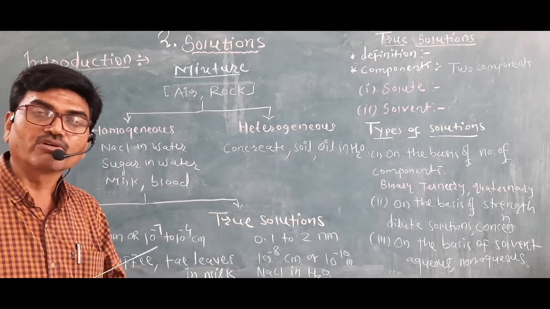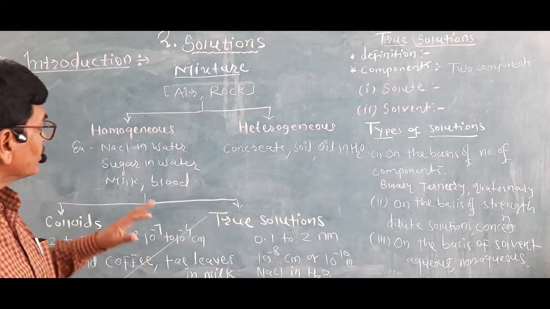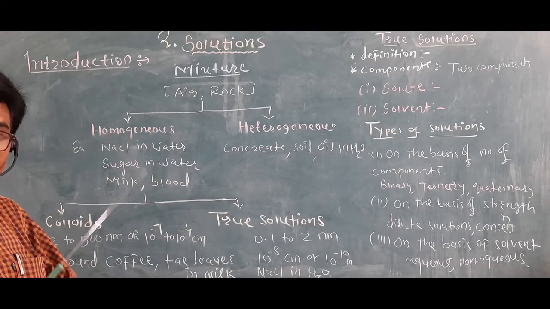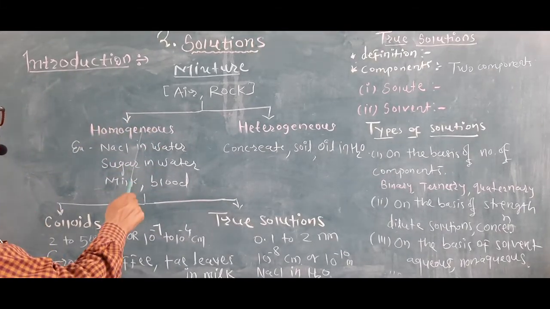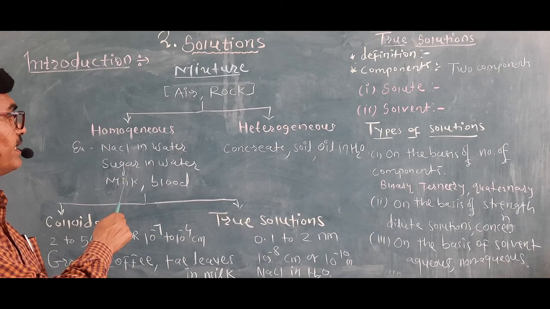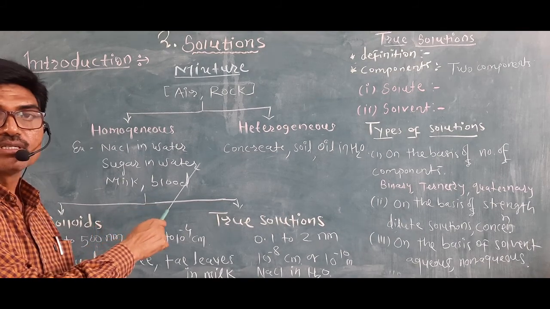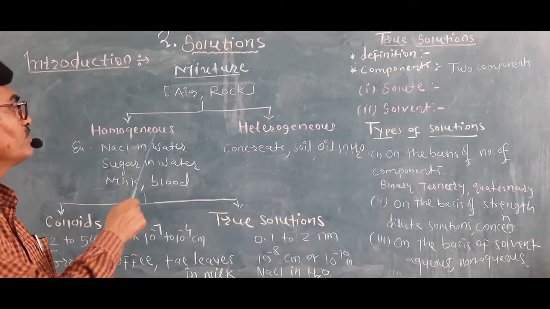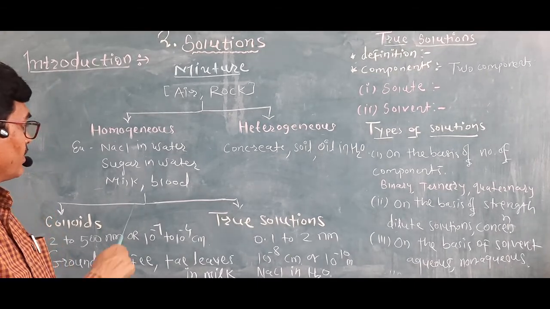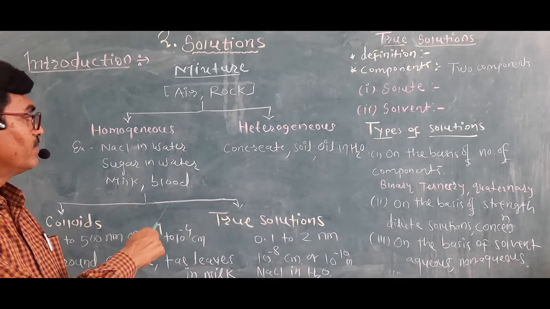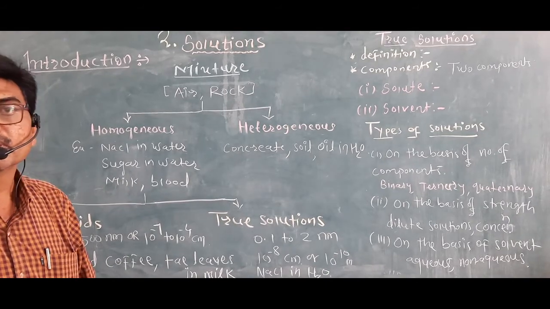All the components, whatever may be present, are uniformly distributed throughout the bulk, throughout the body. For example, when NaCl is dissolved in water, this is a homogeneous mixture. Sugar in water, milk, and blood are examples of homogeneous mixtures.